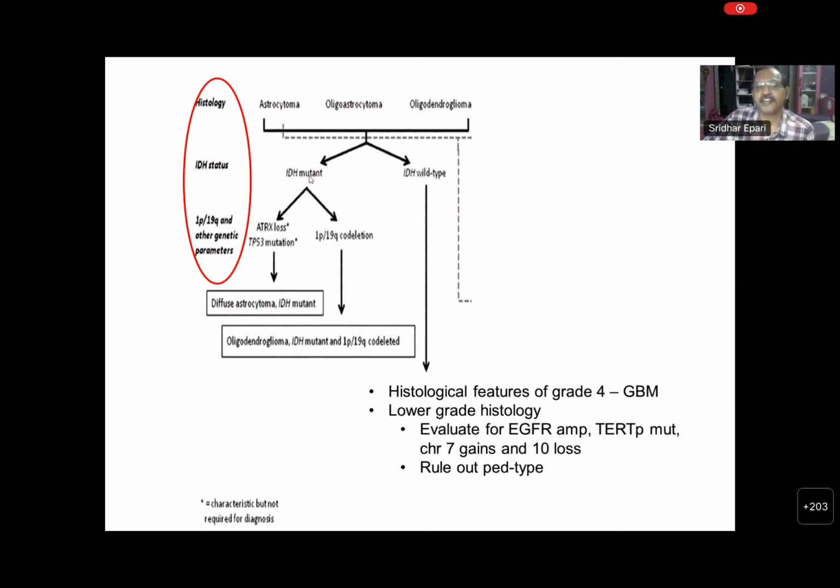Somebody was asking about IDH wild type. Suppose it is IDH wild type, you can see if the histological features are typically those of glioblastoma, then you can call it glioblastoma. If it is a lower grade histology, you do other molecular markers, such as EGFR amplification, TERT promoter mutation, and other chromosomal abnormalities, for classifying something as glioblastoma.